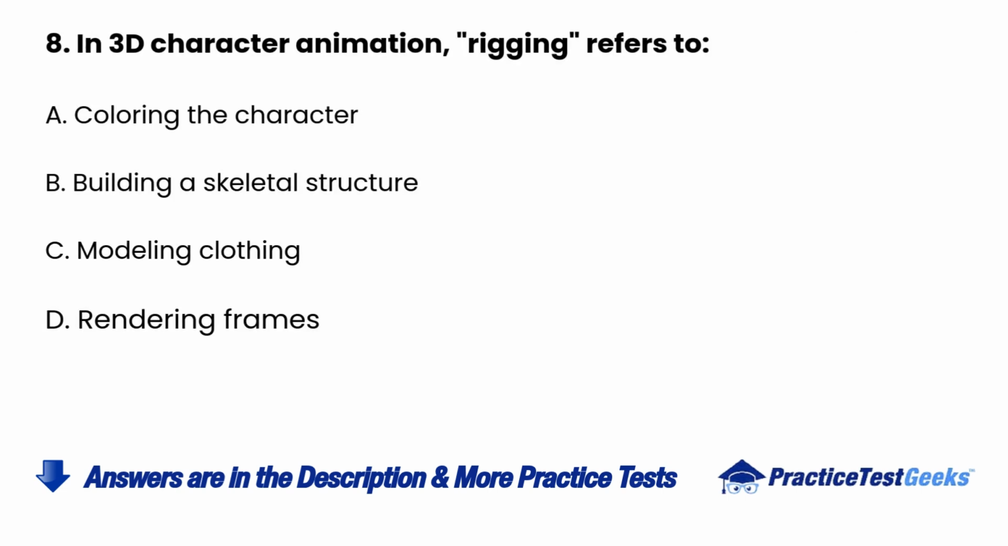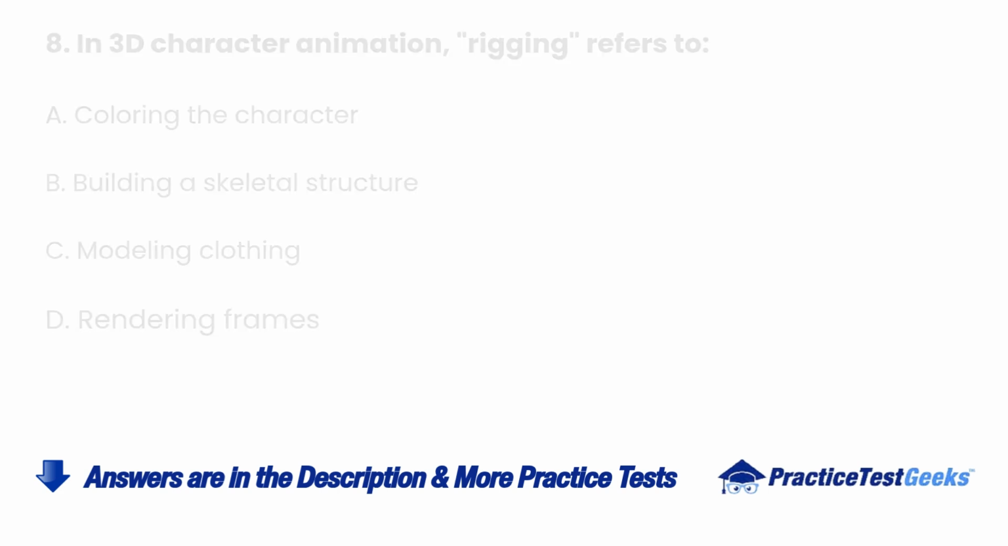8. In 3D character animation, rigging refers to A. Coloring the character. B. Building a skeletal structure. C. Modeling clothing. D. Rendering frames.